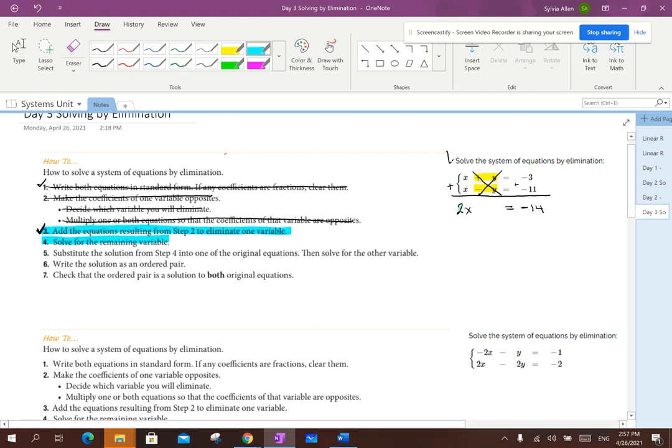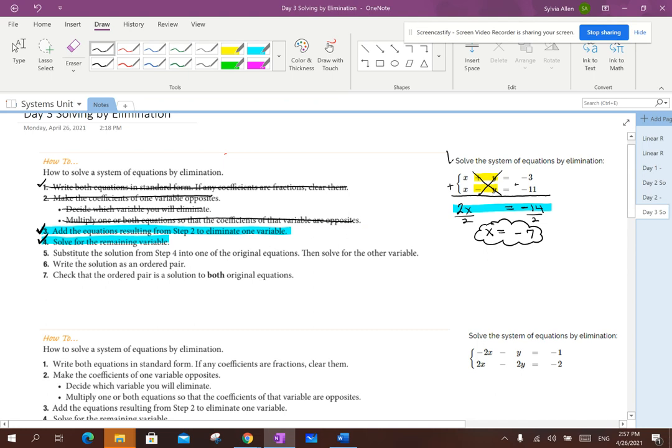That's what I'm doing right here. So this is step 3, I added. And then now I'm solving. So I'm going to get x is equal to, I'm going to divide by 2. I get x is equal to negative 7. Okay, so that's very important. So I solved for the remaining variable, so I'm done.